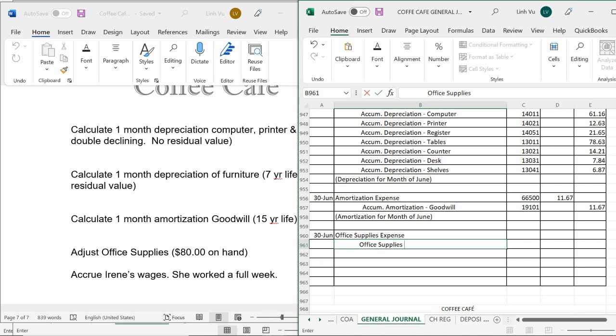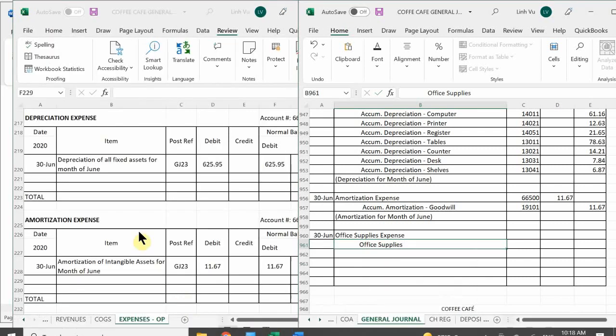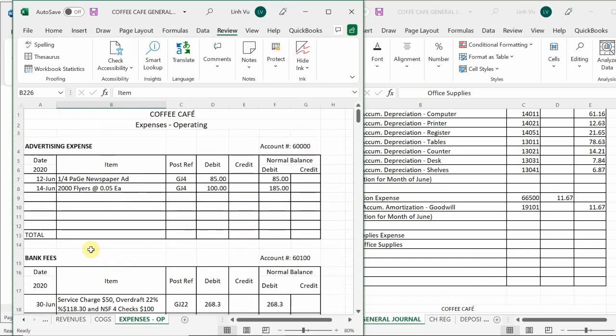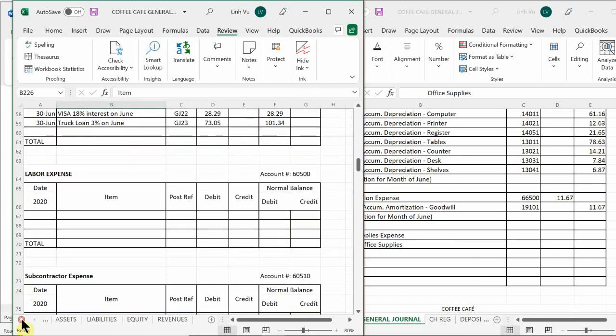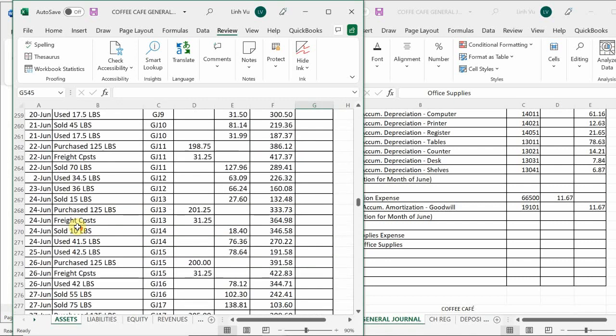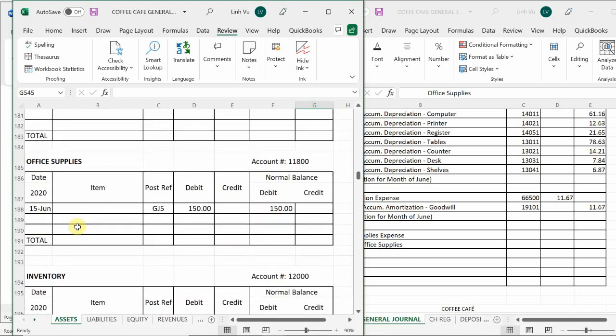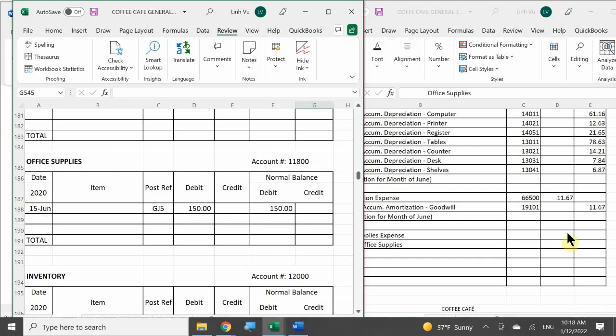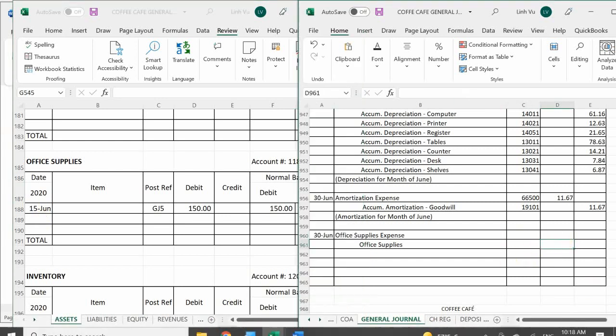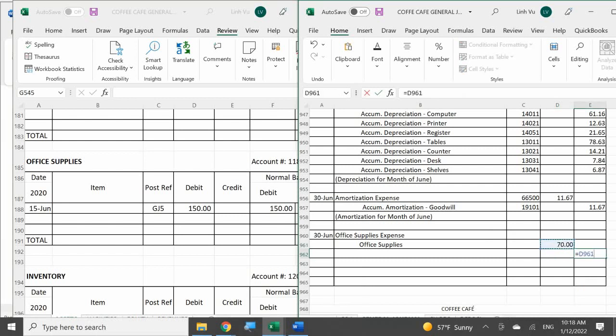Now, let's go ahead and go to our ledger to determine how much office supplies we have in the first place. Okay, so I'm going to scroll to our assets. Okay, how much office supplies do we currently have? 150. And it says that we have $80 worth left on hand. So how much did I actually use? 70. We used $70 worth of office supplies.